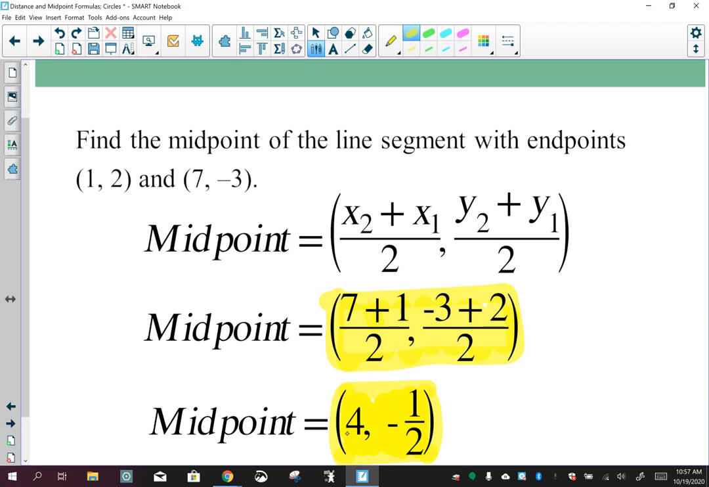So notice that this negative 1/2 is not negative 0.5. Do not put these in decimal forms, fractions only. If you put it in decimal form, Blackboard will count you wrong. You need to make sure that you are in fraction form.